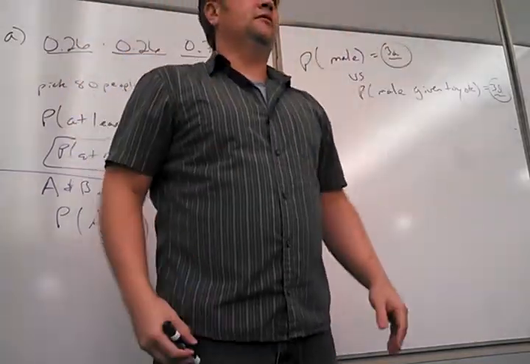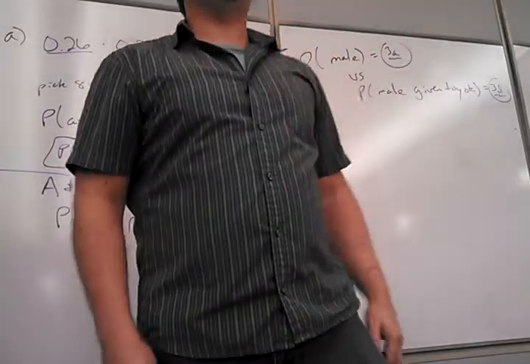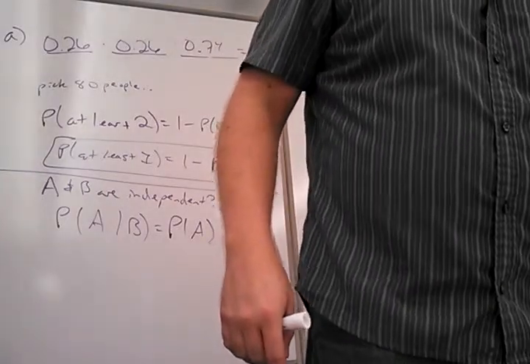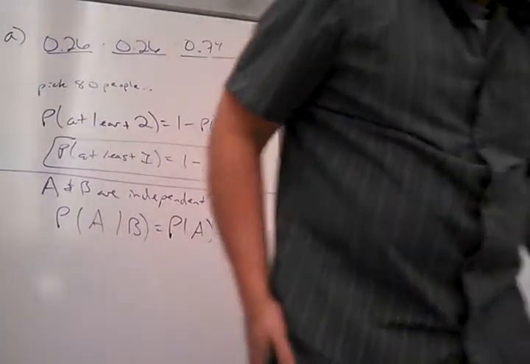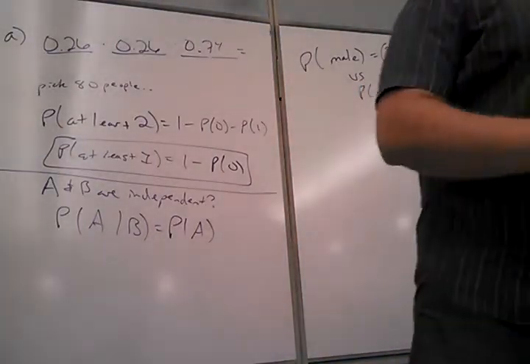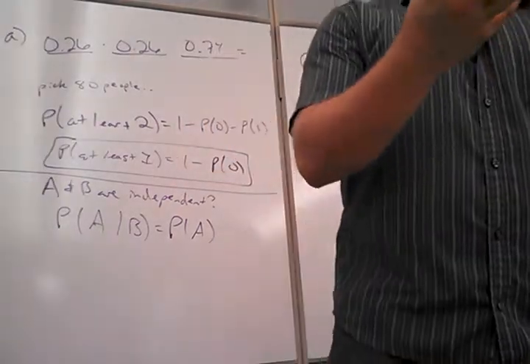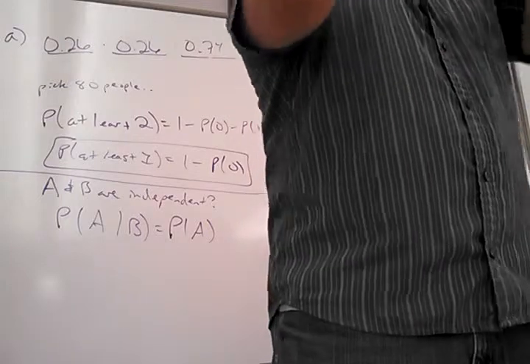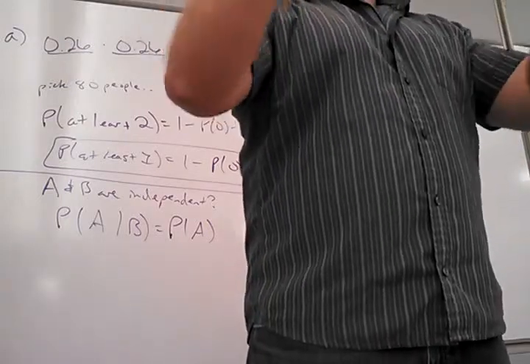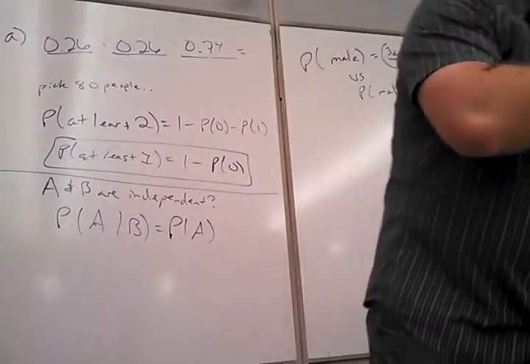Being male and owning a Toyota. So, if I ask you, being male and owning a Toyota, are they independent? You compare something like this. Now, did I ask you about probability of male in this question on number 3? Yes, that's part A. So I have that from 3A. And then I asked you about probability of male given Toyota. Yes, 3D.